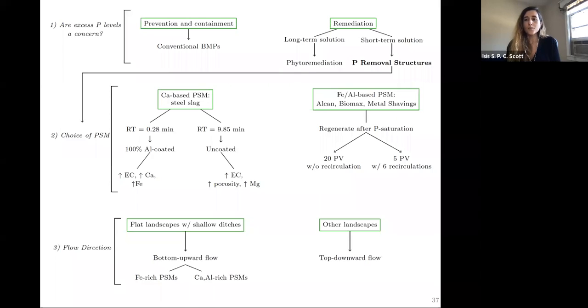And then we also researched the flow direction. For those structures that are going to be built in flat landscapes with shallow ditches, we saw that we can work with iron-rich PSMs in bottom-upward flows. And for any other kinds of landscapes, we recommend the use of a top-downward flow. It's easier to use, and it's the standard for phosphorus removal structures.